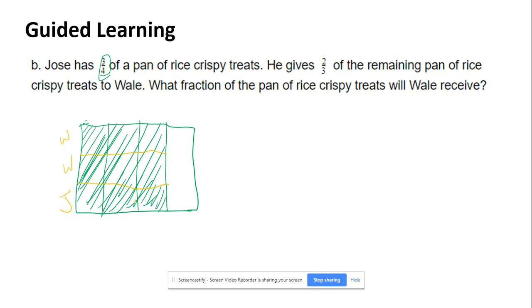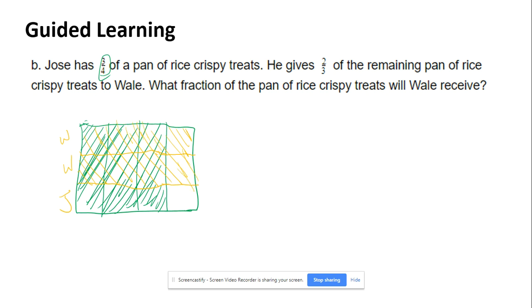Notice we have all these equal parts except for over here, which is the empty pan of brownies. We still need to portion all of these parts to be the same amount, same size. So here we see that Whale is getting 2 out of the 3 parts. So we're going to shade in orange the portion that Whale is going to be getting.